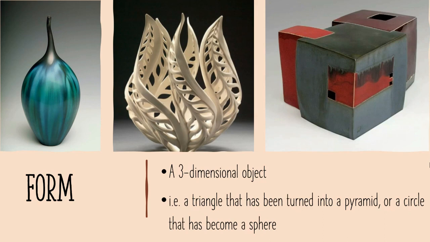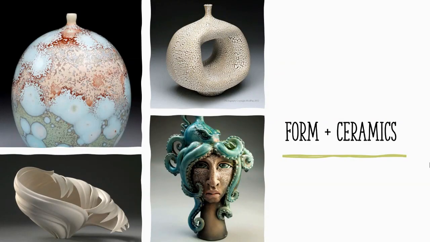Form is an element that refers to a three-dimensional object. This is so important to ceramics because often we do build forms in ceramics. So, for instance, a form could be a triangle that has been turned into a pyramid. A pyramid is a form, whereas a triangle would just be a shape. A sphere would be another example of a form. Form is really easy to spot in any kind of clay artwork because often clay pieces are three-dimensional.